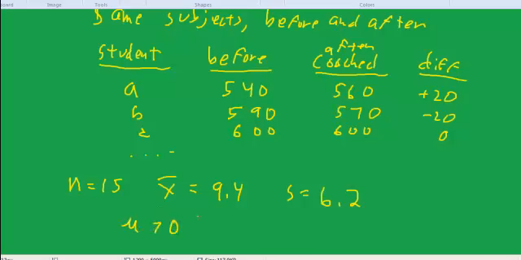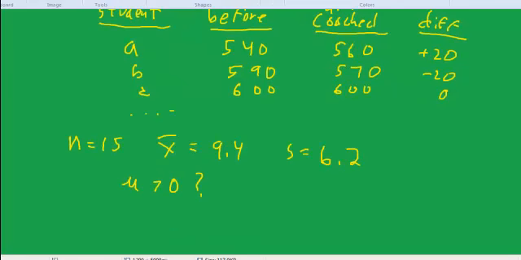And the question is, is the true population difference greater than 0? That is, did we gain from the coaching? And for that, we would just do a one sample t-test, or just a plain t-test, with mu naught equal to 0. That's very often the null hypothesis when you're doing matched pairs: there's no difference.